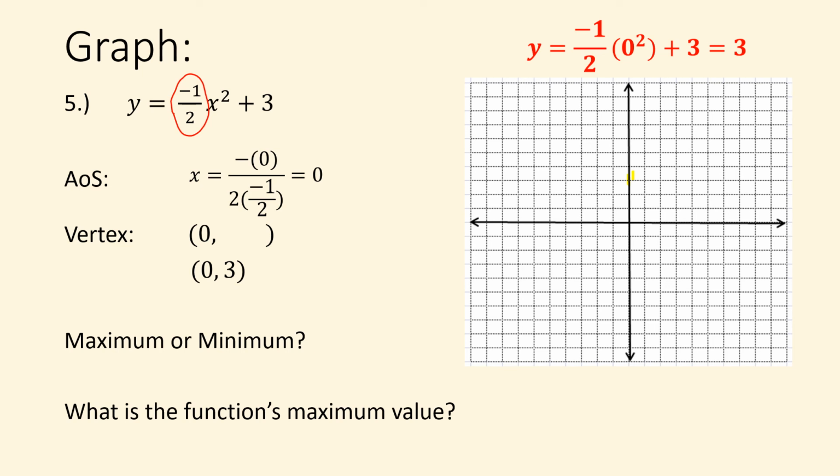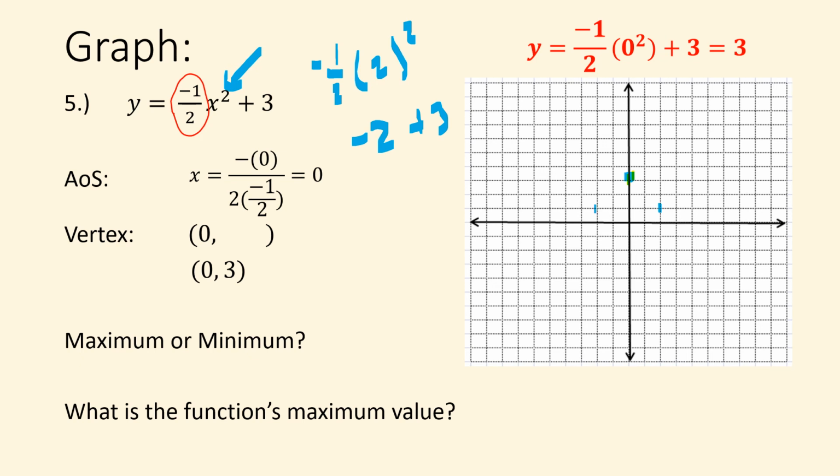Now instead of using the pattern, I'm just going to plug in a number. And I want to plug in a number that's easy to find based on this equation. So considering this equation has a 1/2 here, I want to plug in a number that's going to be easy to multiply by negative 1/2 once it's squared. So something like a 2, because 2 squared is 4. Negative 1/2 times 4 is negative 2, plus 3 would be 1. So if I plug in a 2, I end up with 1 as my output.